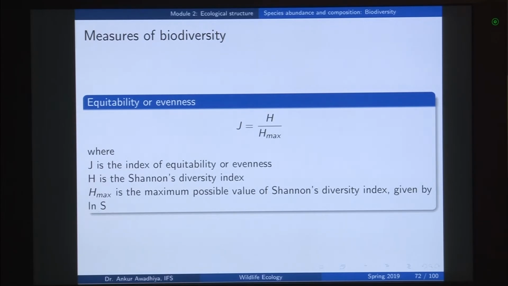Now, these formulae do not have to be remembered for the purpose of this course. This is just to give you an indication of how biodiversity is actually measured in the field.